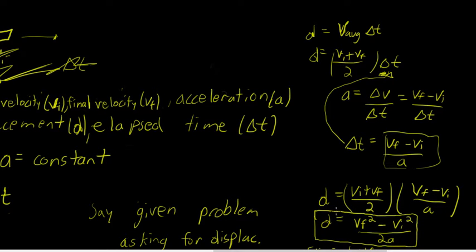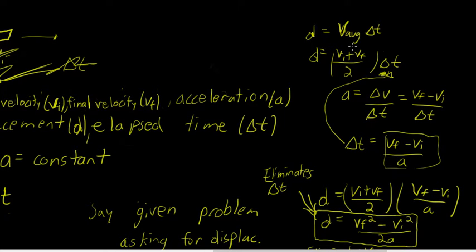Alternatively, if you know how far it moves decelerating, and you know the initial velocity, final velocity is 0 when it slows to a stop, you can solve for the acceleration. So again, you know any three of the four quantities, you can solve for the fourth. So this formula here eliminates delta t, or elapsed time.